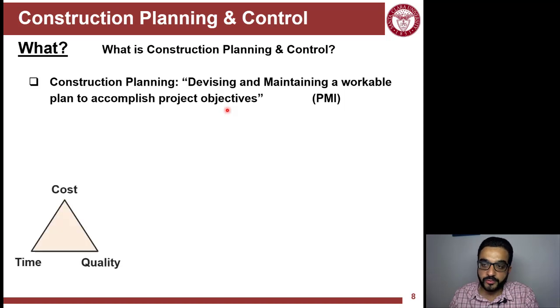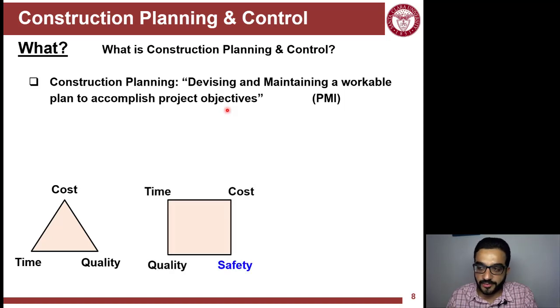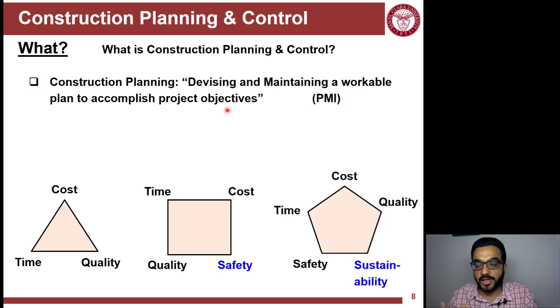So in the old days, it was mainly time, cost, quality. And then in the 1960s and 70s, safety became a big issue. And then recently, we now have sustainability and environmental aspects. So achieving each one of these objectives needs to be reflected in the plan that's put for the project. And this plan needs to be followed up, controlled and monitored.